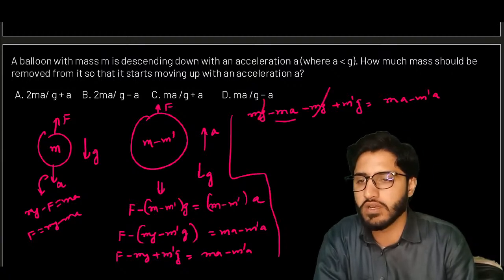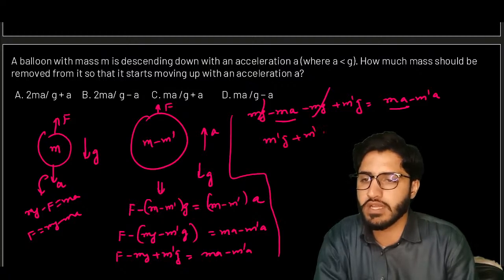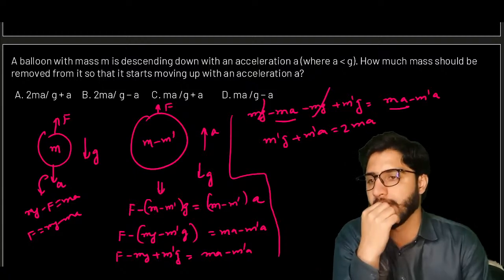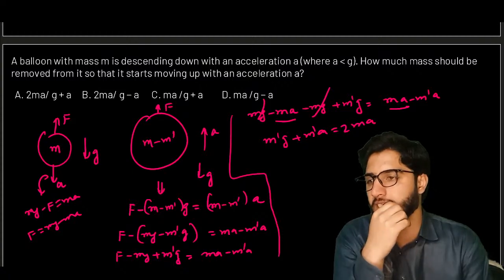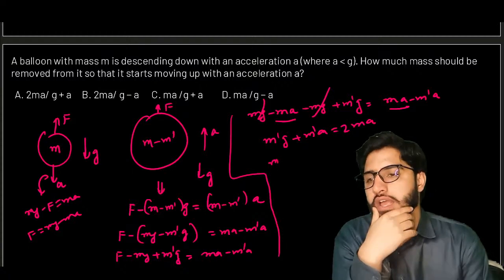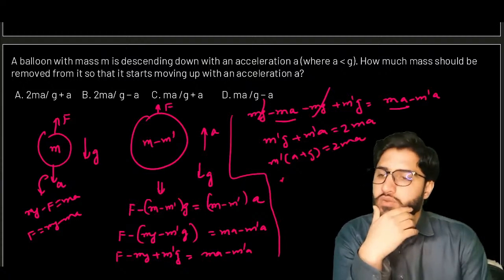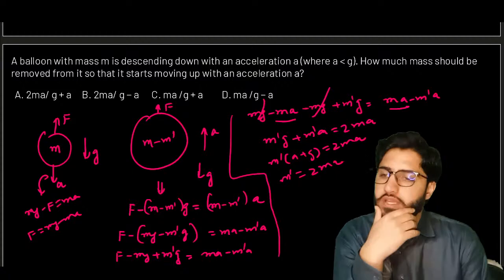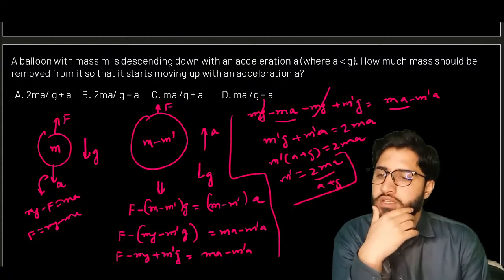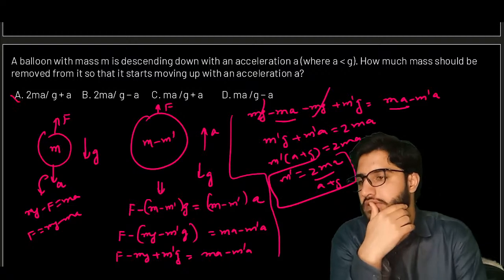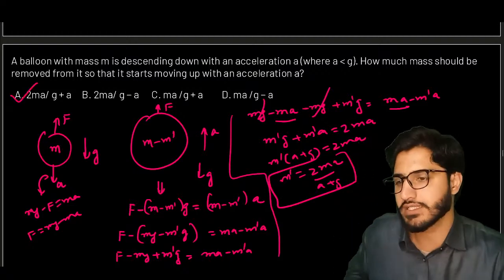Cancel out. I can write m dash g plus m dash a equals 2 times ma. So I need to find out m dash, right? m dash times (a plus g) equals 2ma. So m dash is equal to 2ma divided by (a plus g). This is my answer. Yeah, option number A is correct.